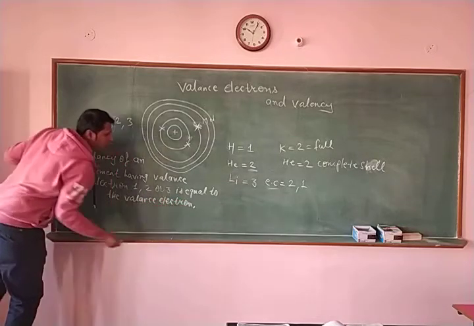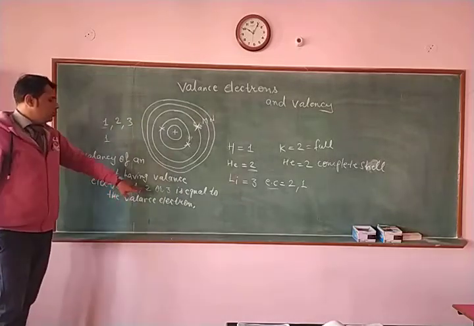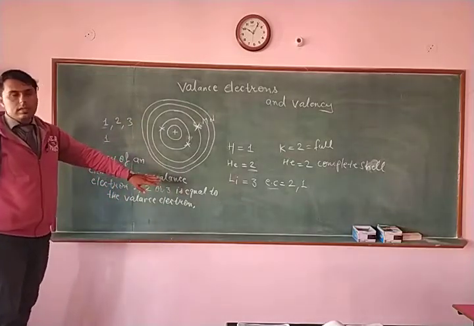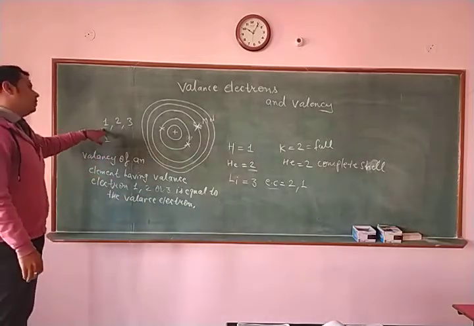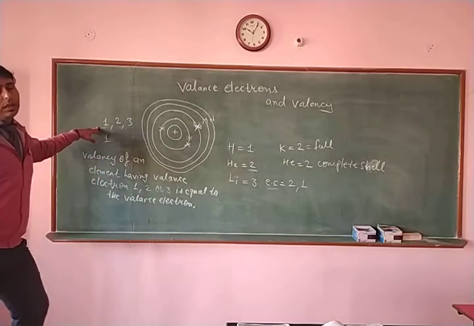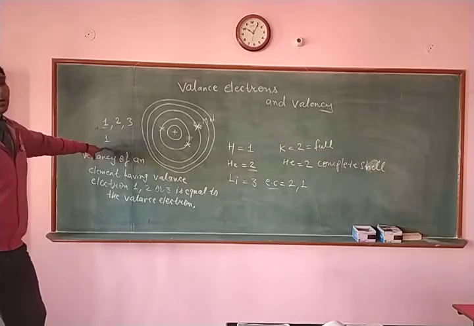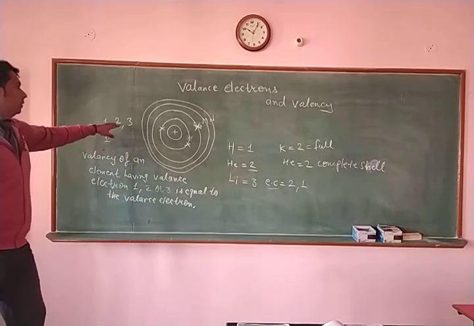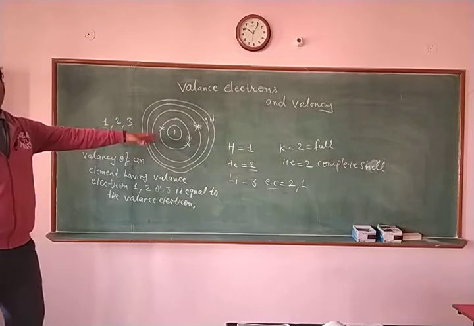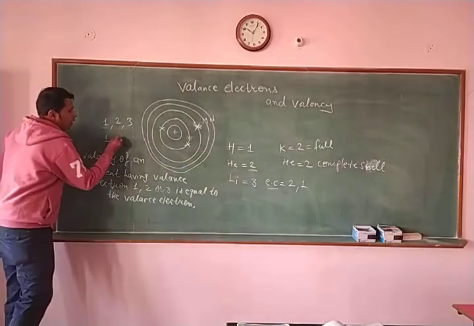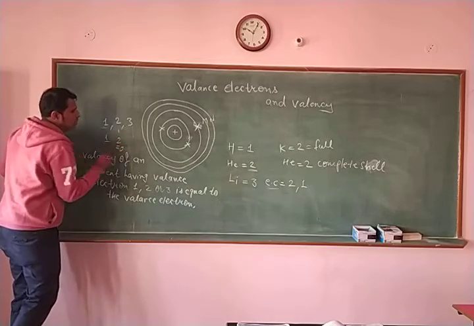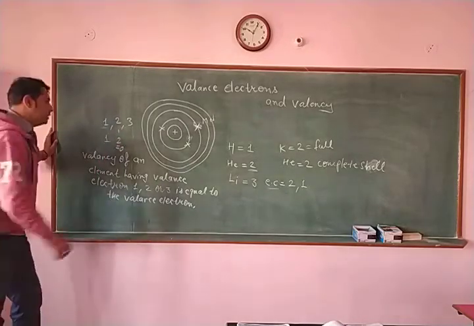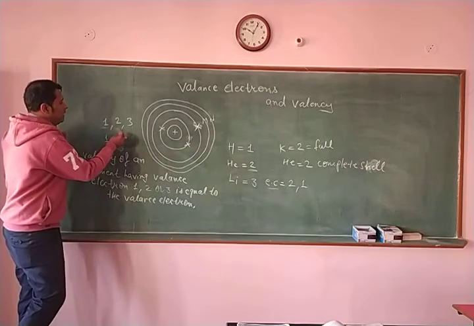The valency of elements having 1, 2 or 3 valence electrons will be equal to the number of valence electrons. Let's say hydrogen has one valence electron, so its valency will also be 1. For helium, having 2, the valency will be 0, so for helium the valency is 0.